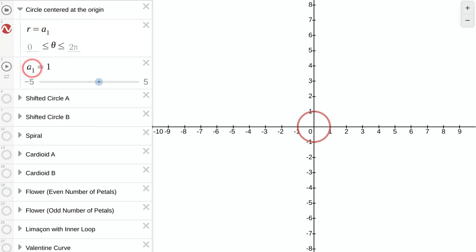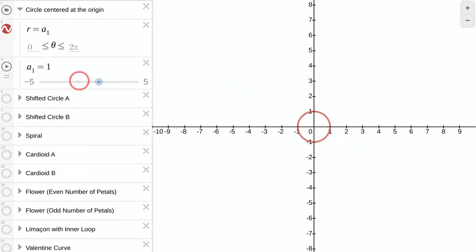I set it as a slider on decimals, and as you can see, this a sub 1 is equal to 1 right now. So the circle is centered at the origin and it has a radius of 1, because the center is 0 and the circumference of the circle is hitting the x-axis right here at 1. So the radius is 1.